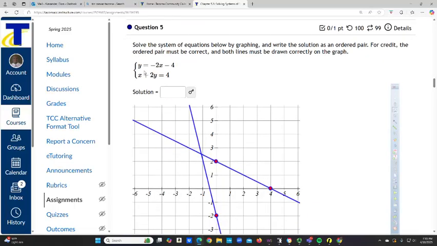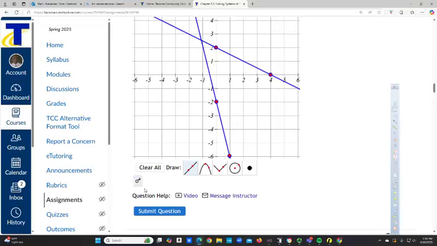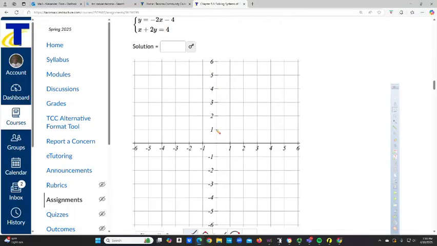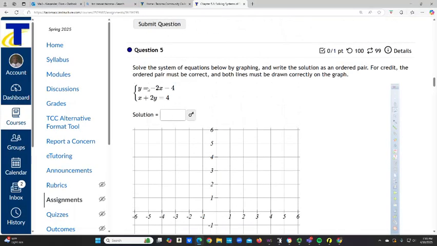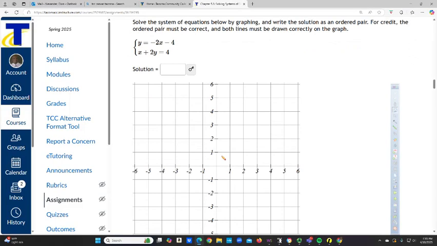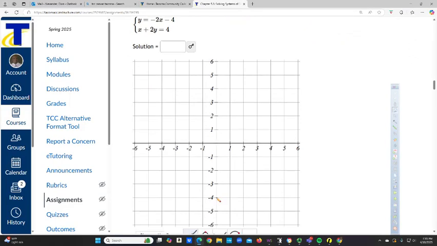Okay. So again, if the line is already, well, did I already start this? Here, let me clear that. So if the line is already in slope-intercept form, you can just graph this. So -4, then you got a slope of -2. So I'm going to go +2 and then go over -1. So that's the same as going down 2 and over 1.